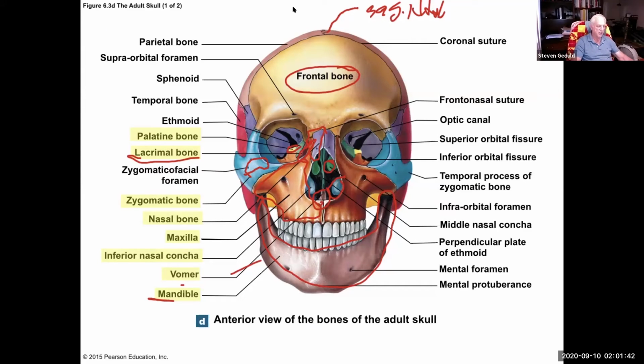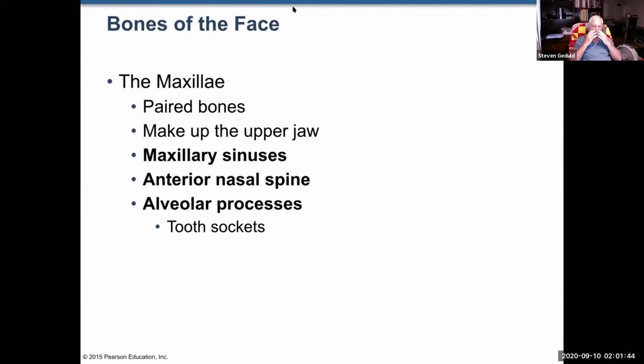Okay. So the maxilla we'll talk about. That's the upper jaw up in here. That's your paired bone. There's the right and the left. Makes up the upper jaw. Contains the maxillary sinuses, which are above the back teeth, the anterior nasal spine, and the alveolar processes. The alveolar processes are the sockets the teeth fit in.